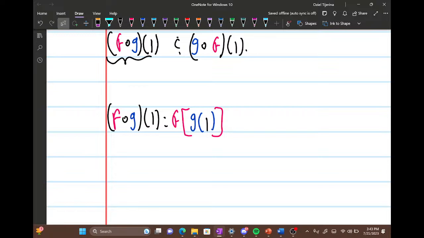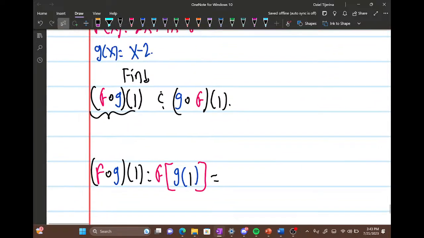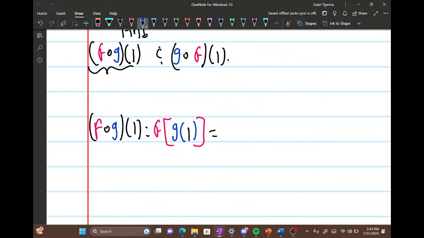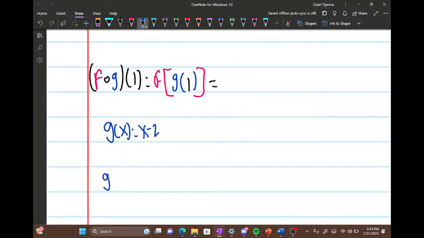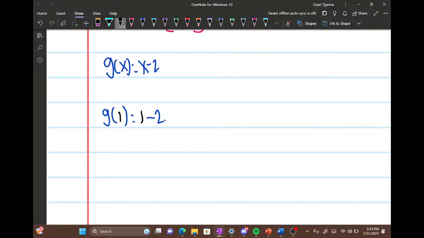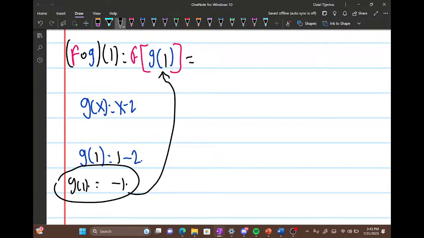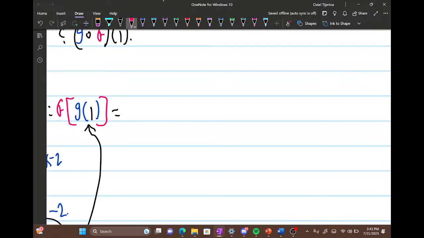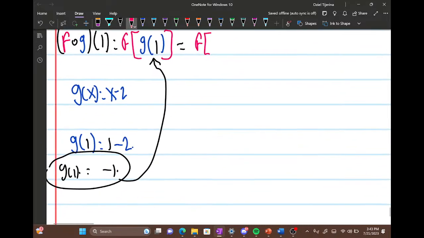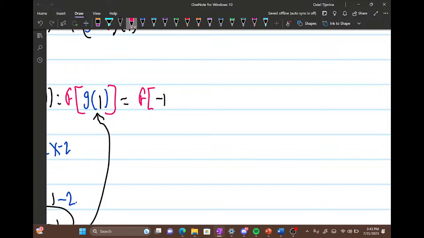So we know that this is going to be the following. We first do g of 1, right? And we know g of x is x minus 2. And so we know g of 1 will be 1 minus 2, which is going to be negative 1. This is g of 1. So now we're going to put this in for this up here. So f of g of 1 is really f of negative 1.